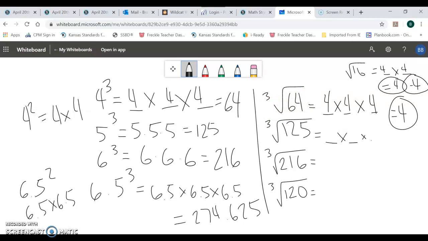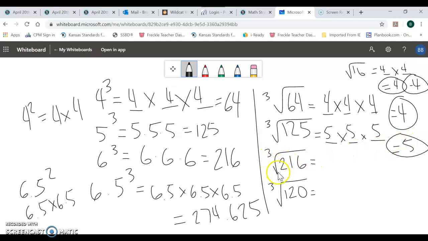Let's follow those rules again. Some number 3 times, that makes 125. And I happen to know, because it's the next one, 4 times 4 times 4 was 64. You try that next one, 5 times 5 times 5. That is 125. So I know that 5 is my answer. So the cube root of 125 is 5.